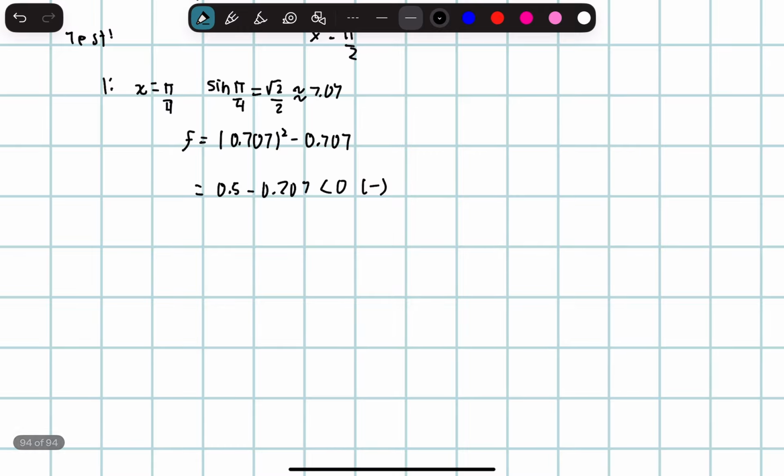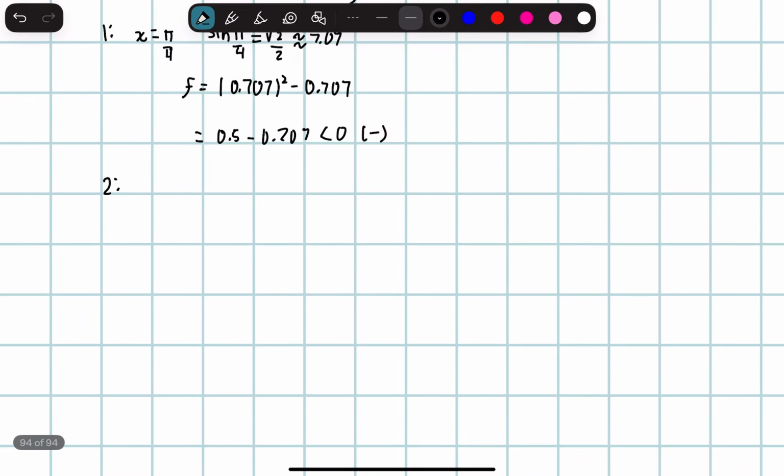So now on the next interval, we can pick x is equal to 3 pi over 4. Now picking 3 pi over 4, we get sine of 3 pi over 4, and that's going to be approximately 0.707, and f is going to be less than 0. So that means you get negative there.